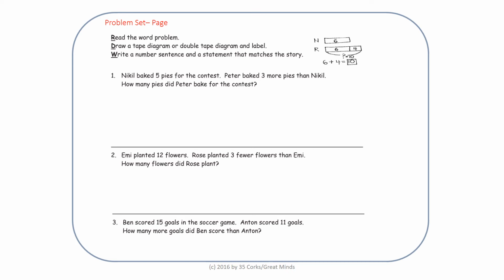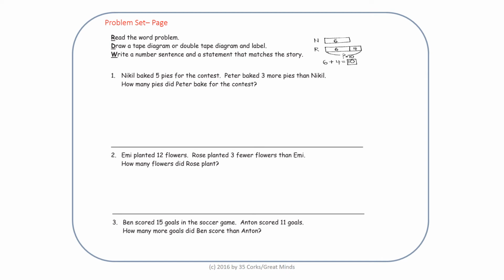Now it's time for your problem set. We need to read the problem, draw a tape diagram or double tape diagram and label. And last, write a number sentence and a statement that matches the story. Next to those directions, you have an example of a double tape diagram. That's not your answer to any of these. It's just an example. I'm going to read all 3, and I'm going to give you 5 minutes to get as much done as you can.